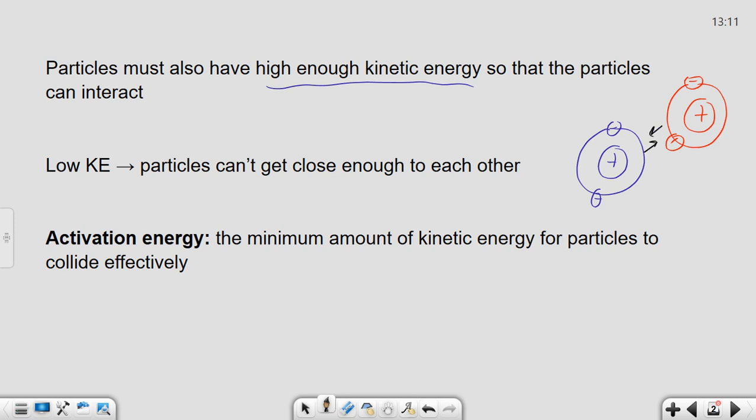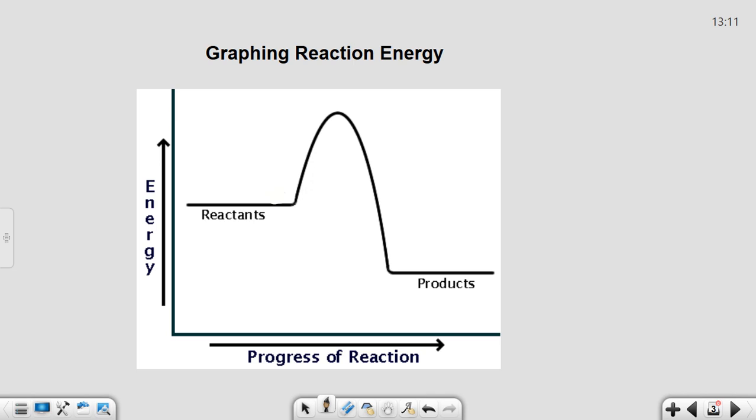So they can get fast enough that the actual electron orbitals cross each other, they can start trading or sharing, and then you've got a bond formed. And so we call that activation energy. It's the minimum amount of kinetic energy for particles to actually collide effectively. If you don't have that much energy, particles are not going to collide effectively.